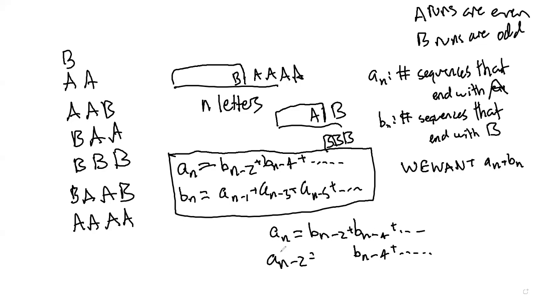So you see how B's have a lot of the same terms? And what that means is that we can cancel them out. So a sub n is actually going to be equal to b sub n minus 2 plus a sub n minus 2. This is cool when you see a lot of these similar problems. And b sub n, if you do the same thing, is going to be a sub n minus 1 plus b sub n minus 2.